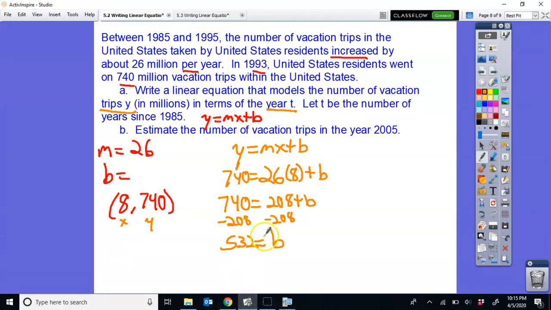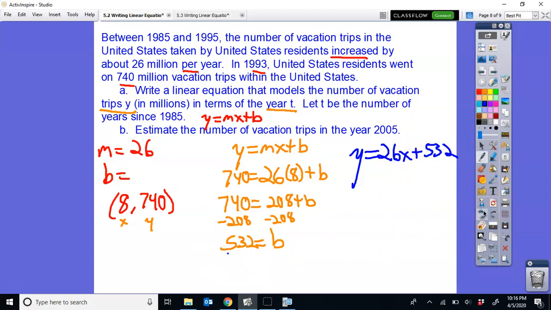And what does that mean? That means my equation would be y equals 26x plus 532. mx plus b. I've found my b, I've found my m, I've got my equation.